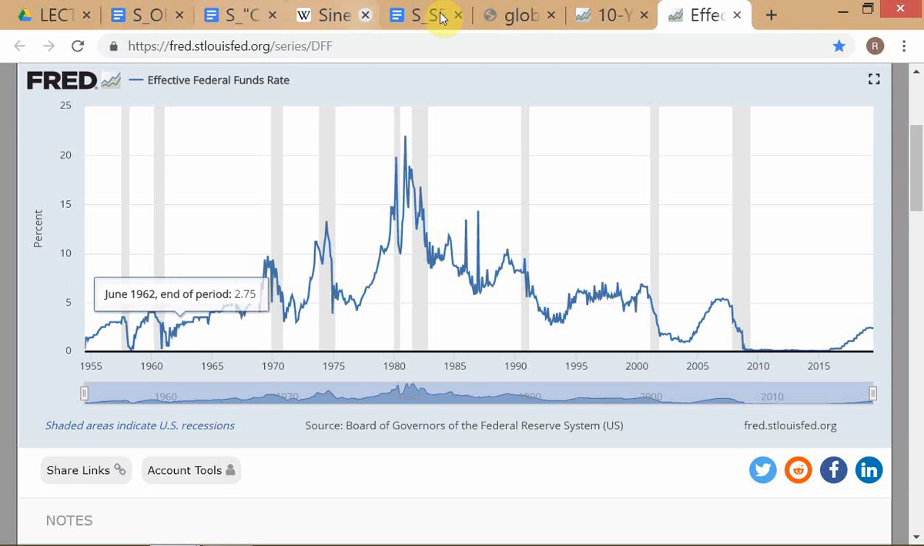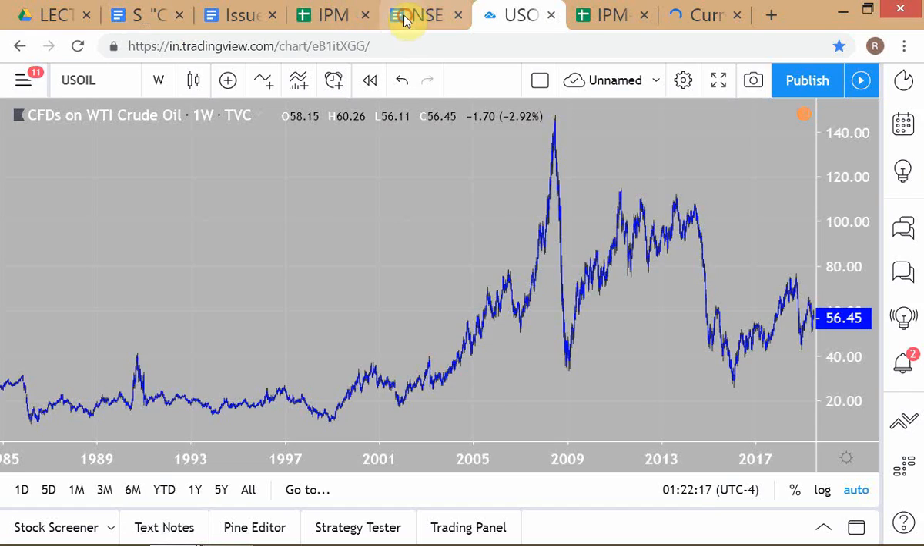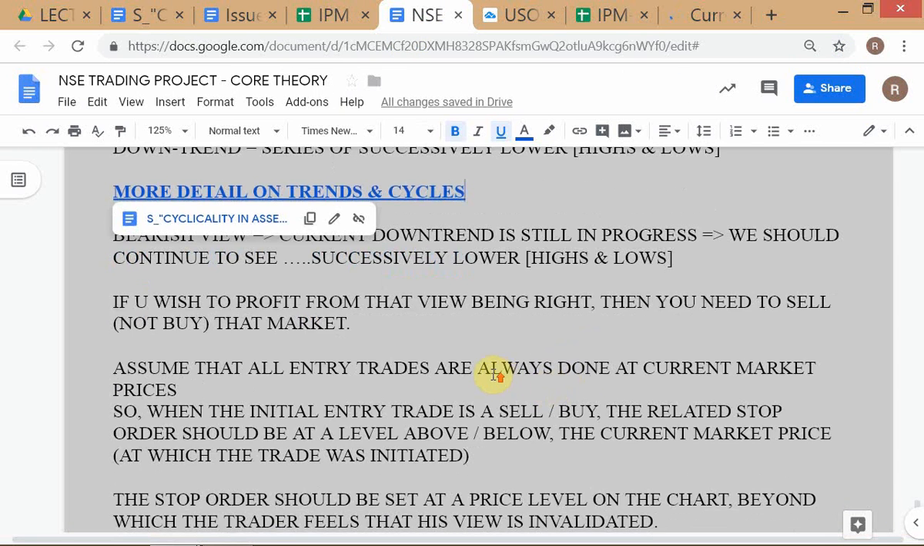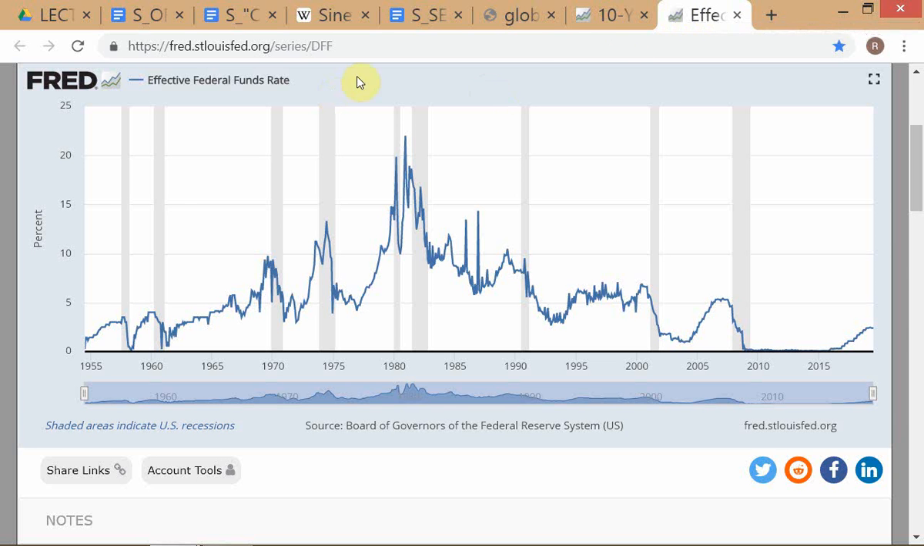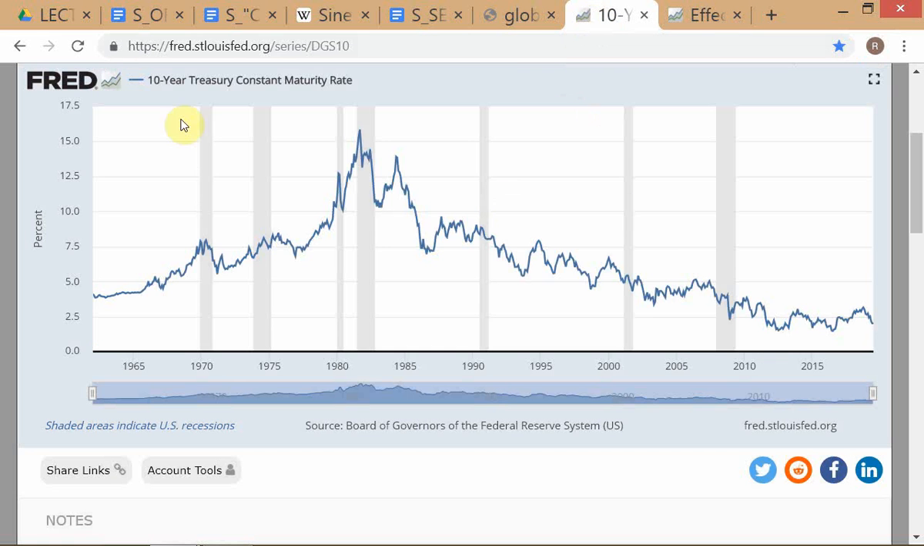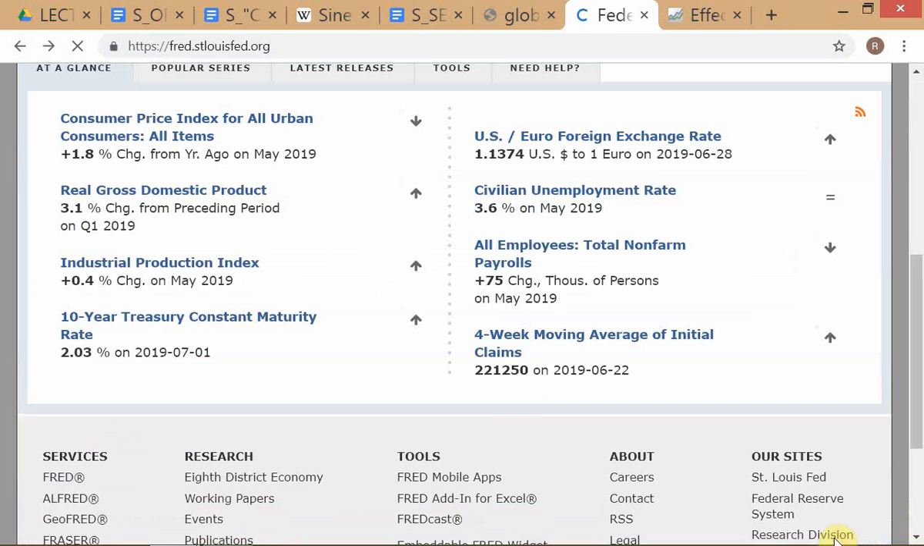So this is essentially where the whole discussion started from, this last discussion that we had. Instead of just looking at uptrend and downtrend definitions, I've also introduced the idea of cycles, and I've shown you some examples of cyclicality which you can see in the real world. And then we went into the long discussion on fractional reserve banking and the conduct of monetary policy. Let me try and show you something more interesting.